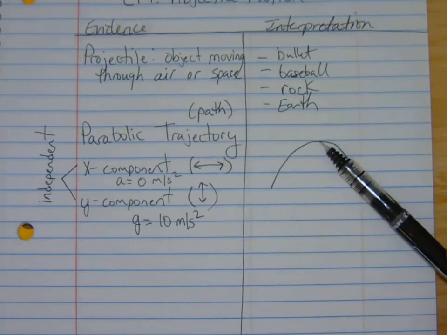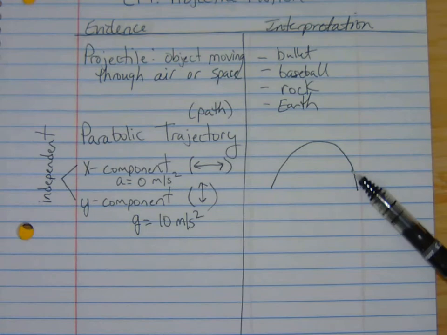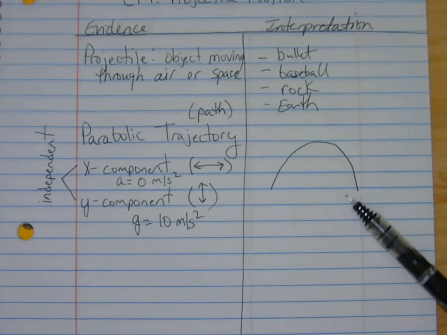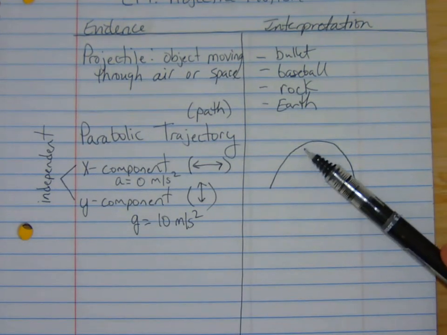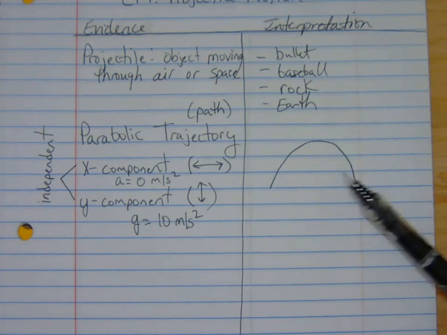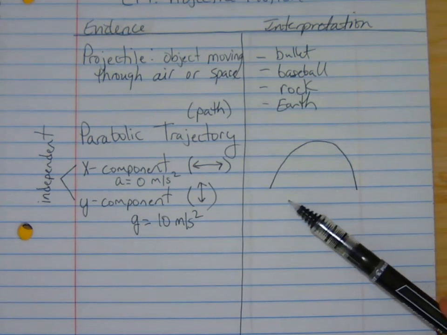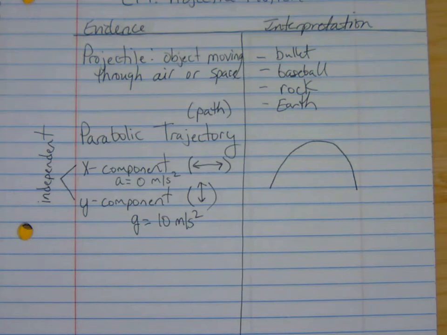At the very top, it only has an x component because gravity is starting to speed it back up. So gravity is going to accelerate it down this way. So it slows it down as it goes up, it speeds it up as it comes down, but always at the 10 meters per second every second.